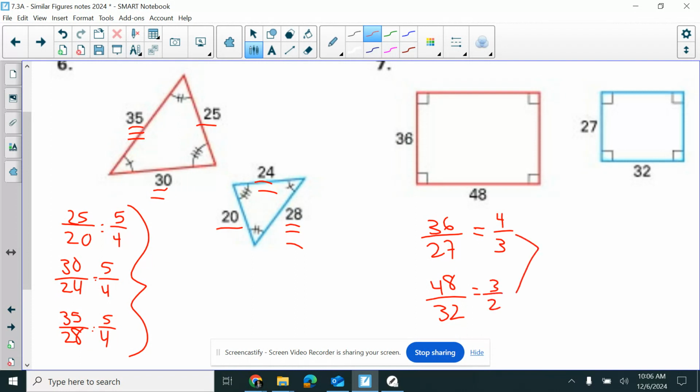So these two are not the same. They don't have the same scale factor. That means that they are not similar. Remember, that little symbol means similar, so those are not similar. So that is how you tell if two shapes are similar or not.